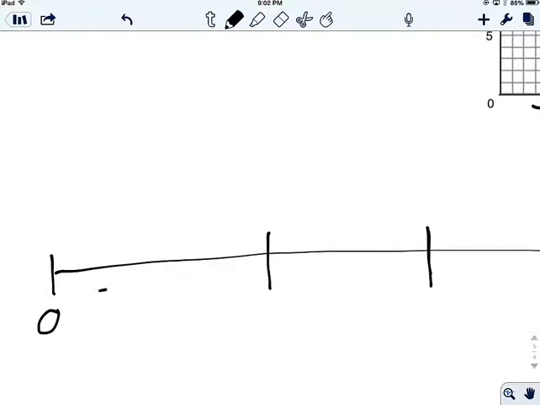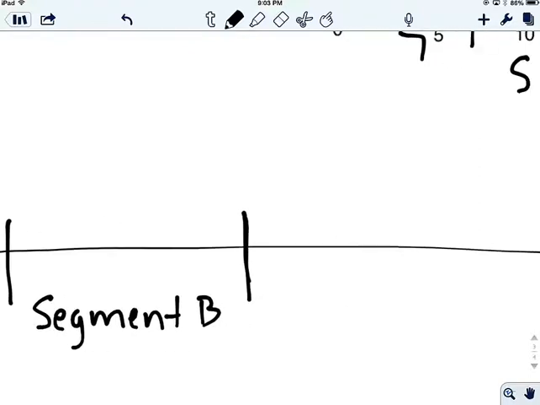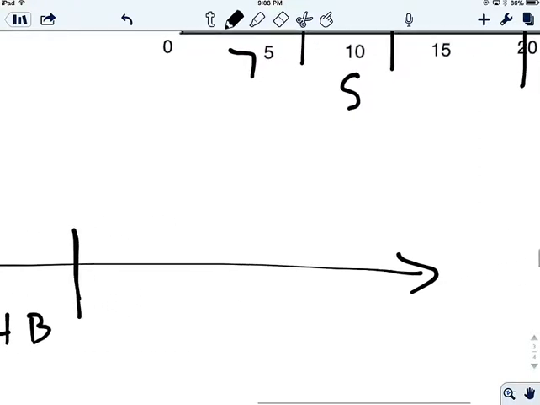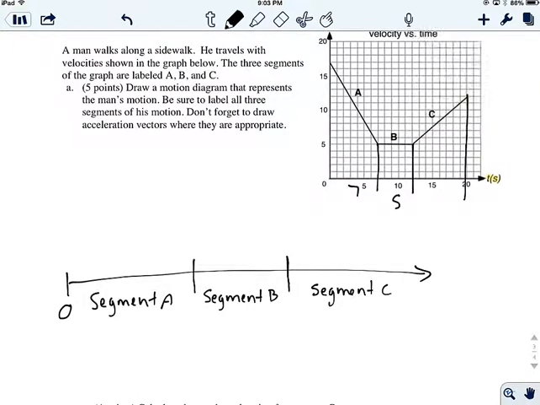Now it says to label the segment, so I'm just going to go ahead and do that. So I'm going to say segment A, segment B, and segment C. All right, cool. So I've got my three segments labeled.